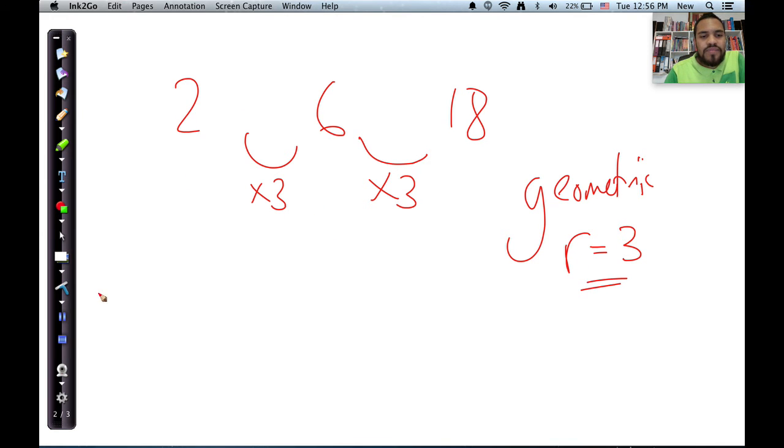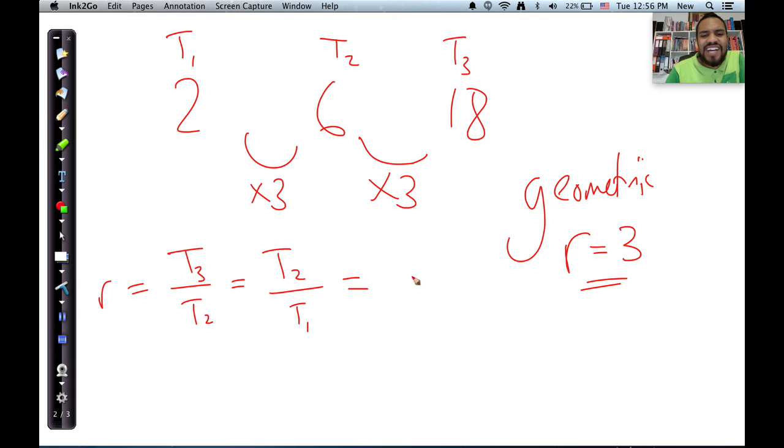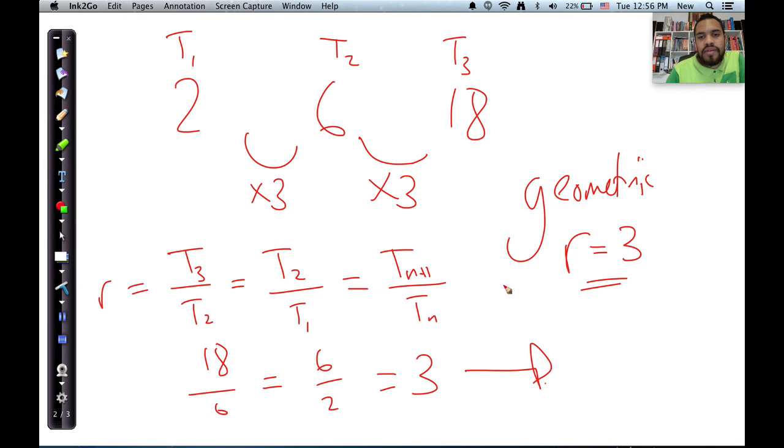And how do we get that? Well, if this is T2, T3, and that is T2, and that is T1, then the ratio is simply T3 divided by T2, which is the same as T2 divided by T1, which is exactly the same as Tn plus 1 divided by Tn. In our particular case, 18 divided by 6 is the same as 6 divided by 2, which is all equal to 3. Okay, and that's the defining property when we talk about geometric sequences: every subsequent term divided by the preceding term must equal the same ratio.